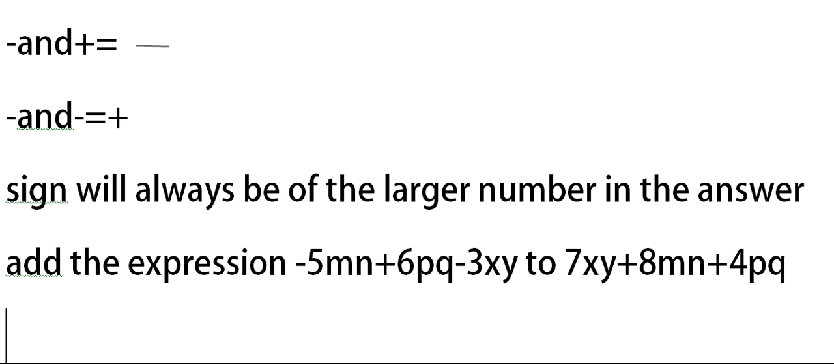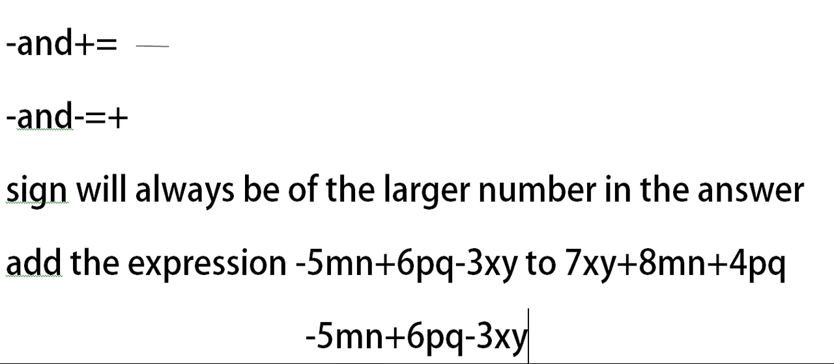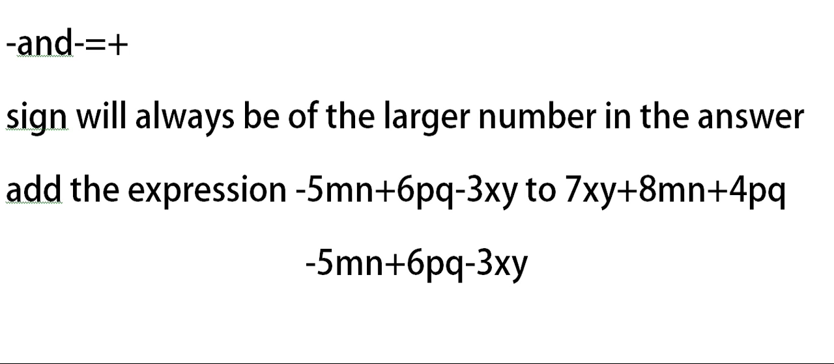As I told you, you will begin with the arrangement of like terms. The first step will be to write the first expression as it is. So the first expression that we have is minus 5mn plus 6pq minus 3xy. This you will write as it is given. And the second expression has to be arranged if it is not arranged in order. Now the second expression you will arrange and write in the proper order.